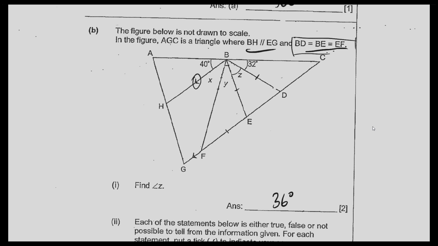That's good. We see that triangle BED is isosceles, right? Because these two sides BE and BD have the same length, so it's isosceles. So what this means is that angle BED is the same as angle BDE. Right, so let's find angle Z. So how will we exactly do this? Well, let's try to make use of certain angle properties.